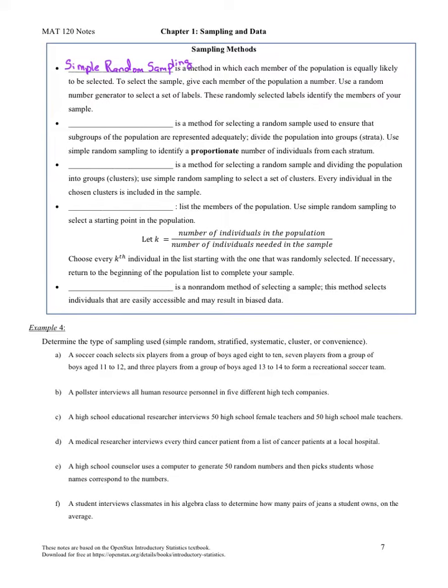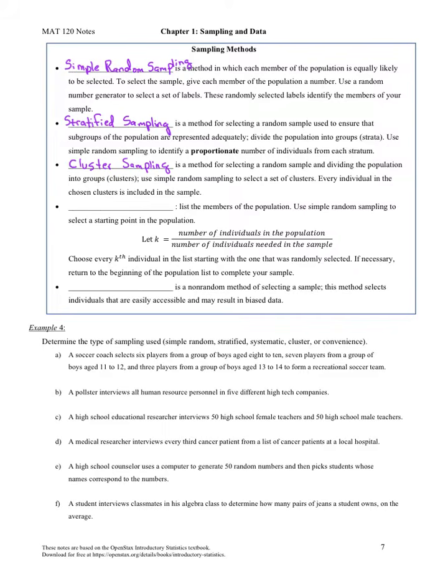In stratified sampling, we ensure that subgroups of the population are represented adequately. To do this, we divide the population into groups. Cluster sampling is a method for selecting a random sample and dividing the population into groups. We call these groups clusters.